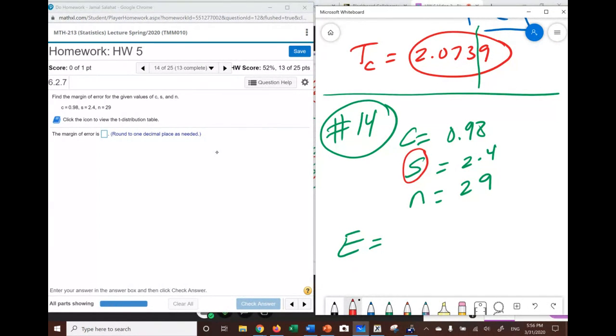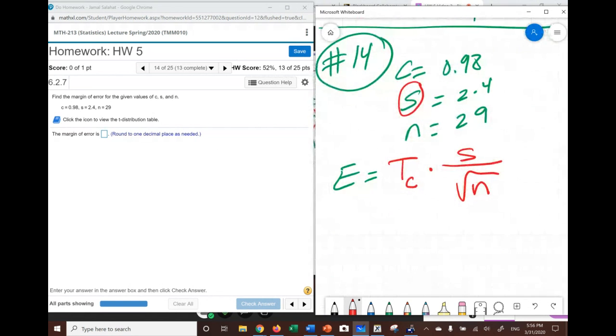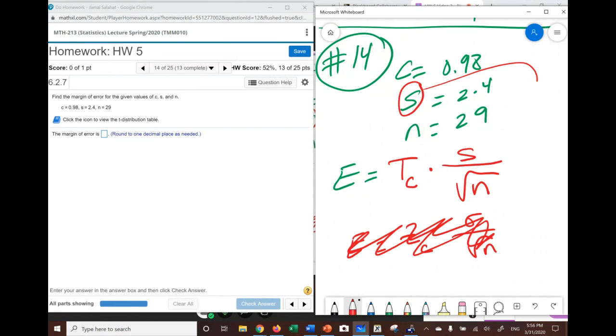We know that by definition, the error is going to be T critical or Z critical times the standard deviation, in this case S, divided by radical N. Remember, if we are talking about Z, it's going to be Z critical, sigma over radical N. So when we talk about Z, we put Z and sigma. When we talk about T, we put T and S. So we're not going to use this. We're going to use this rule, and the reason we use this rule is because S is given.